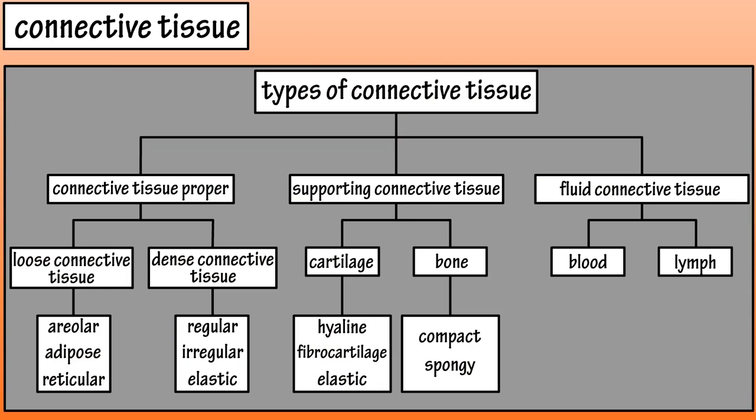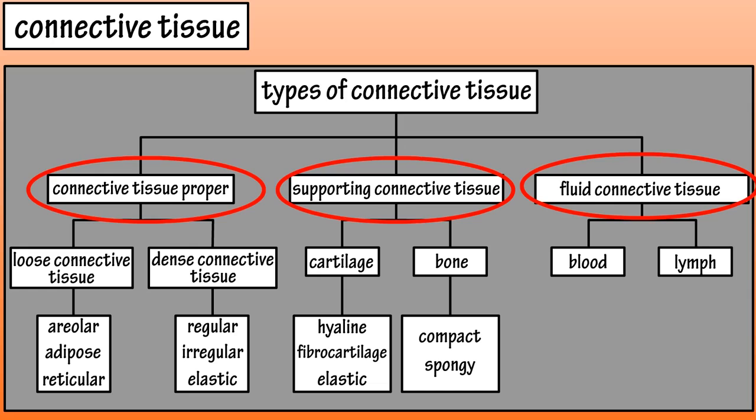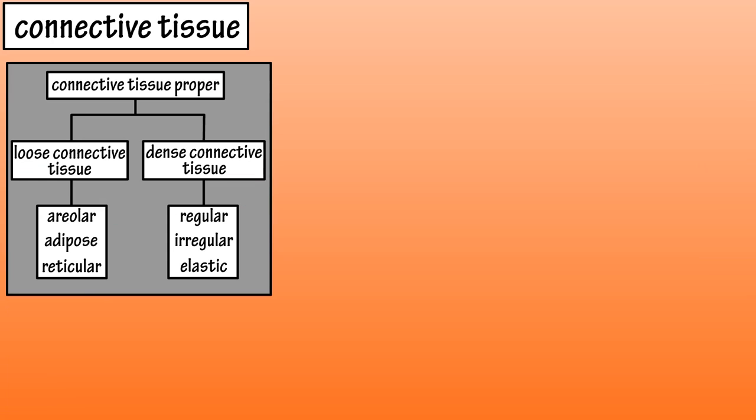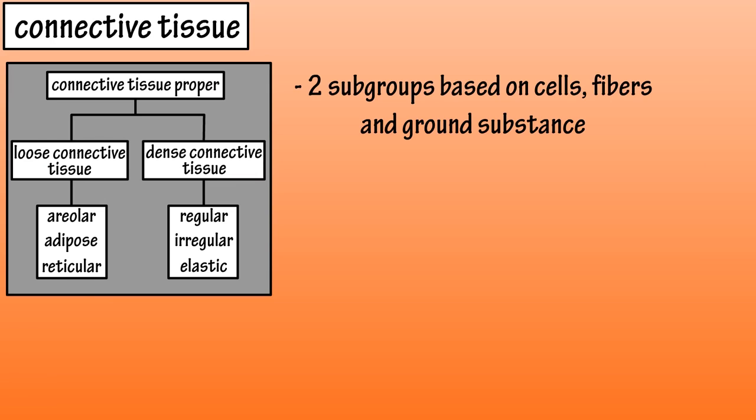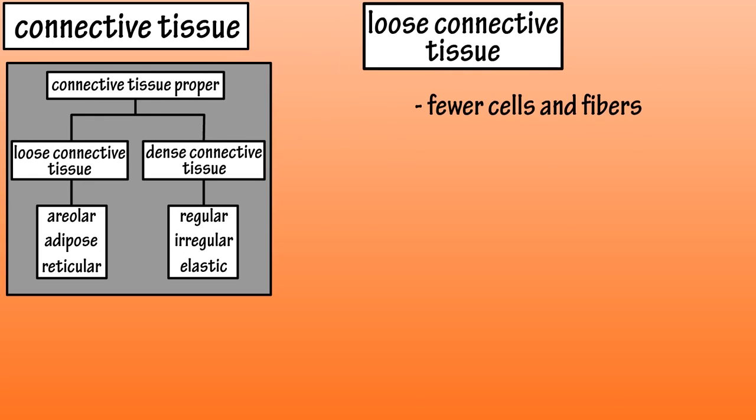Now we're going to go through the various types of connective tissues and the basic structure of each of these types. On the screen is a board with the different classifications of connective tissues. As you can see, there are three main classifications: connective tissue proper, supporting connective tissue, and fluid connective tissue. Connective tissue proper, which is sometimes referred to as fibrous because it has many fibers in its extracellular matrix, is divided into two subgroups based on the proportions of cells, fibers, and ground substance. Subgroup 1 is loose connective tissue, and it has fewer cells and fibers and more ground substance than subgroup 2, dense connective tissue.